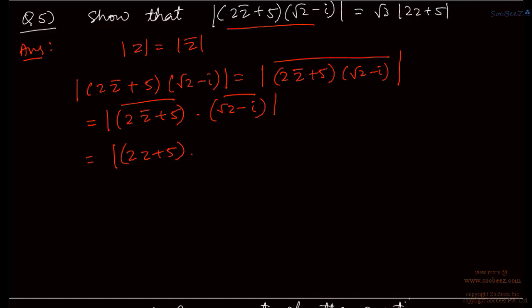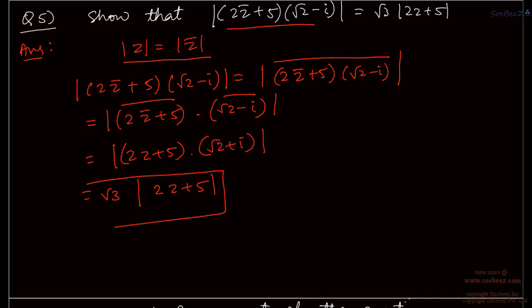Now the conjugate of root 2 minus I is root 2 plus I. Now I evaluate the modulus of root 2 plus I. The modulus is the square root of 2 plus 1, which is root 3. I can always take that out with a positive sign, and what is left is 2z plus phi, which is required in the answer of the question. So just using this property, we prove it.